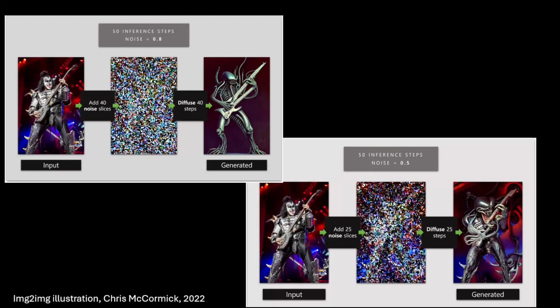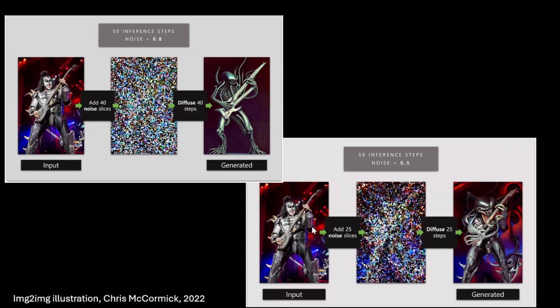So here, at the upper left, this says 50 steps, noise equals 0.8, which means that I'm going almost all the way to noise. And if I stopped at 40 steps, I would get something that fundamentally looks like noise. Doesn't look like the guy holding the guitar anymore. And then when I diffuse it, if the prompt is like xenomorph playing guitar, I get something that is more like the pose of the guy, but doesn't really look like the guy at all.